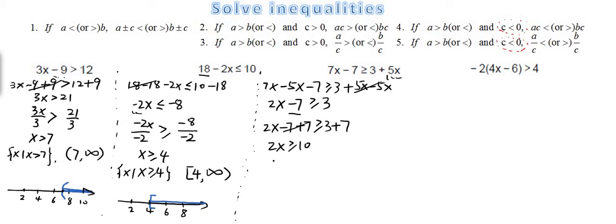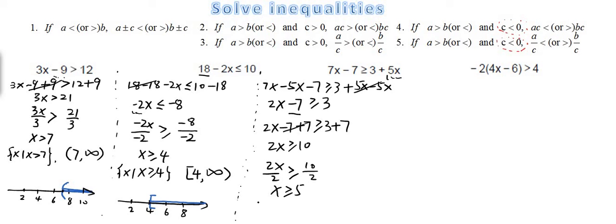Okay, and now we have 2x, 10. We need to be careful. We divide by 2 for both sides. Okay, because we divide by 2, that is positive, we will not change the sign of inequality. Okay, so if here is greater than or equal to, here should be greater than or equal to, and we should get x is greater than or equal to 5.